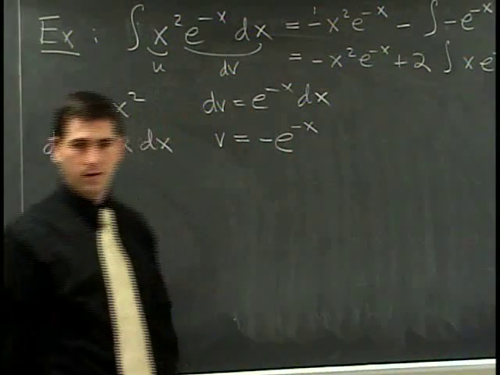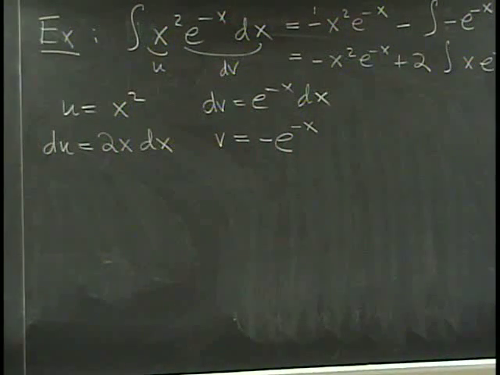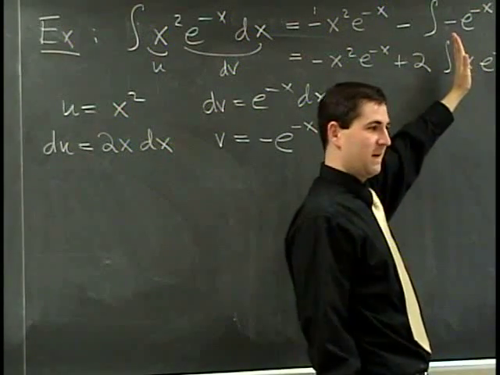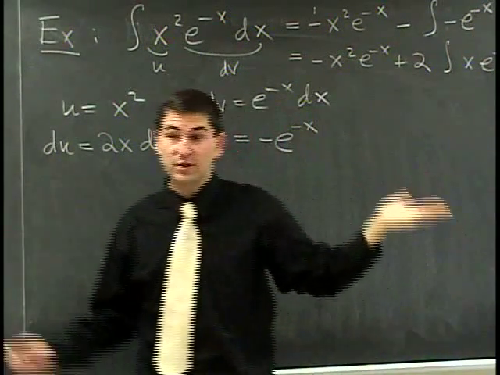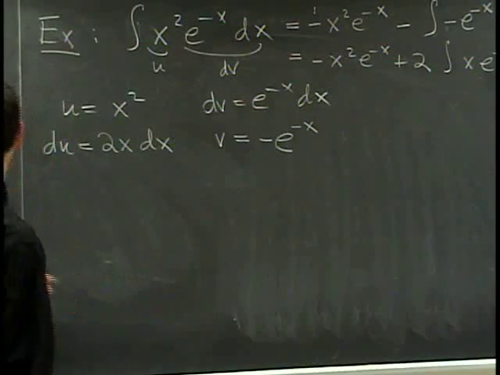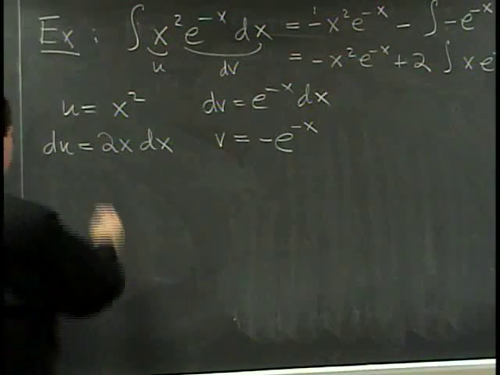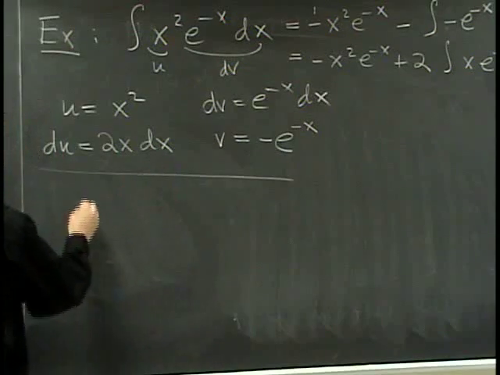Oh dear. Well, we still don't know how to do it. But it's somehow easier, right? Because instead of having an x squared, we have an x to the first. So let's try it again. And if it works like this one did, then we'll just get an e to the minus x in the end. Okay. So let's just do this as a separate problem.